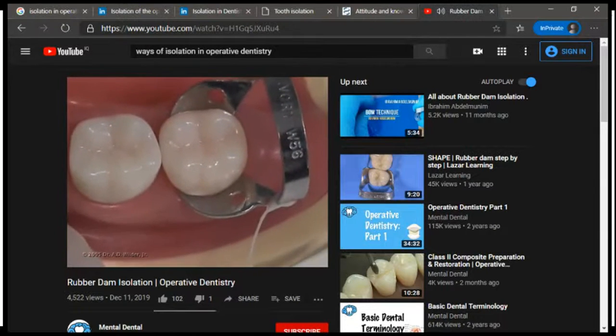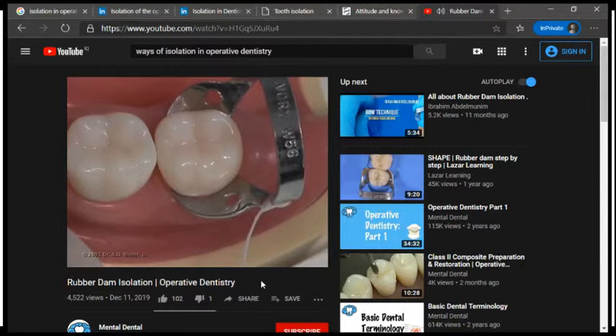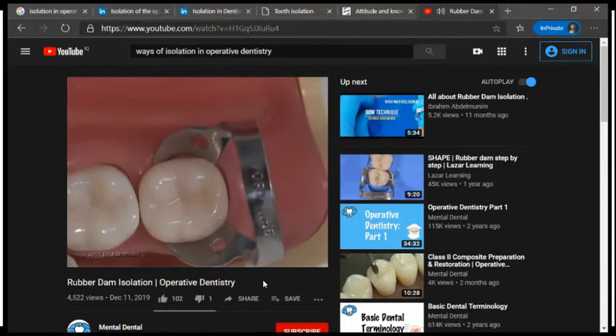Check to make sure that the prong tips are contacting each line angle of the anchor tooth.